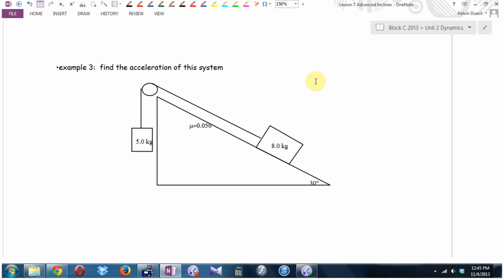Yeah, let's label our forces, free body diagram, whatever you want to call it. The 5 is pretty easy. I'm pretty sure the 5 is going to be M1G, tension.